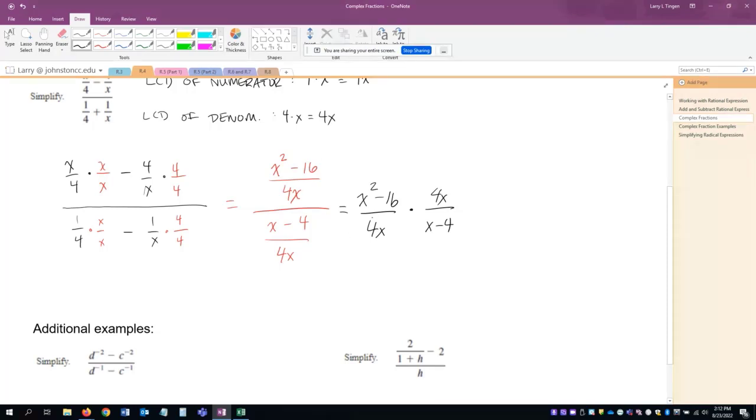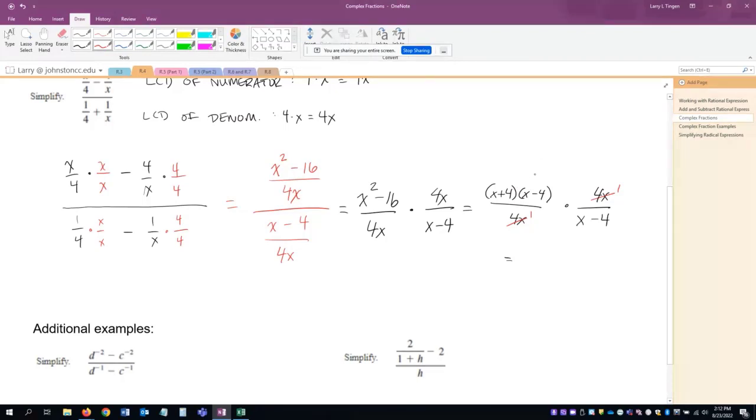So this becomes x squared minus 16 divided by 4x times 4x divided by x minus 4. Is there any simplification I can do here? x squared minus 16 is the difference of perfect squares. So I can rewrite that as x plus 4 times x minus 4. If you were playing along at home, you probably saw that I have a 4x in the numerator here and a 4x in the denominator here. Those will divide away. Absolutely.